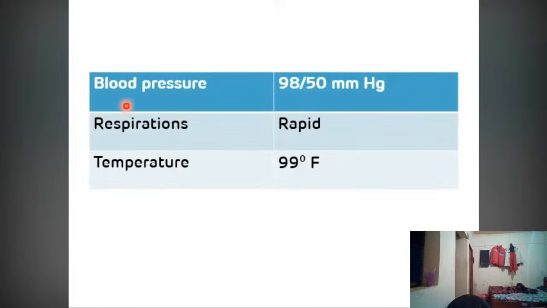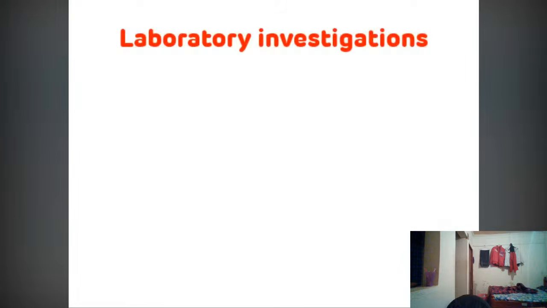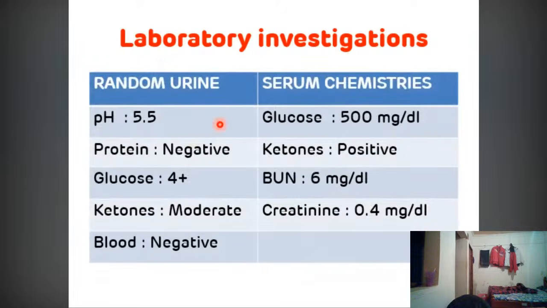And these are the vital signs. Blood pressure, systolic is 98 and diastolic is 50. Respiration was rapid and temperature was 99 Fahrenheit. And the laboratory investigations are in the urine: pH is 5.5, protein is negative, glucose is 4 plus, ketones are moderately seen, blood is negative. So that is the random urine sample. And in the serum chemistries, glucose level is 500 milligram per deciliter, ketones are also positive in the blood.